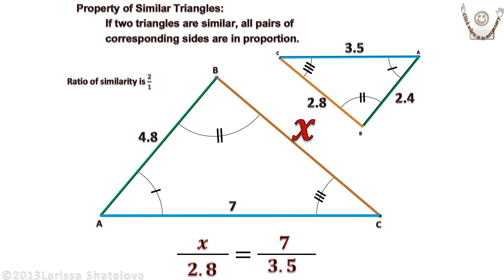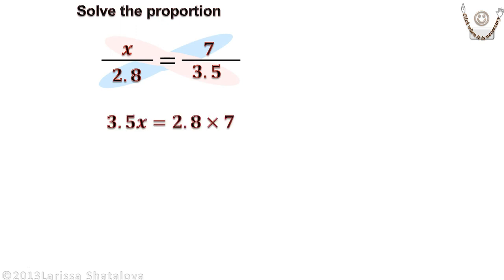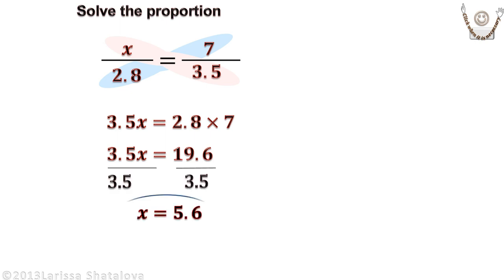And now you can solve this for x. So we have to solve the proportion. Let's copy the proportion and use cross product. What we will have: 3.5 times x equals 2.8 times 7. Simplifying the right side, 2.8 times 7 is 19.6. And now we have to divide it by 3.5 on both sides, because we are looking for 1x. So x would be just 5.6. The length of the unknown side is 5.6. This is what we expected, and this is what we have.